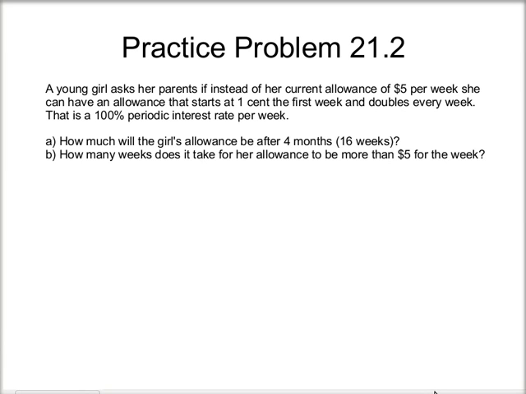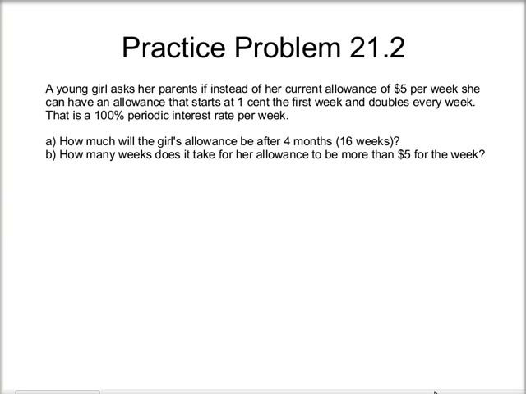This is practice problem 21.2. A young girl asks her parents if instead of her current allowance of $5 per week, she can have an allowance that starts at 1 cent the first week and doubles every week. That is a 100% periodic interest rate per week. For part A, how much will the girl's allowance be after 4 months or 16 weeks?